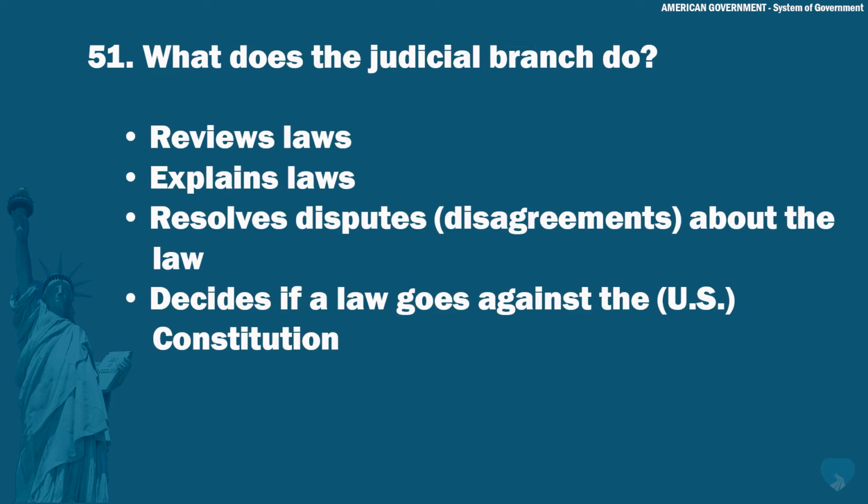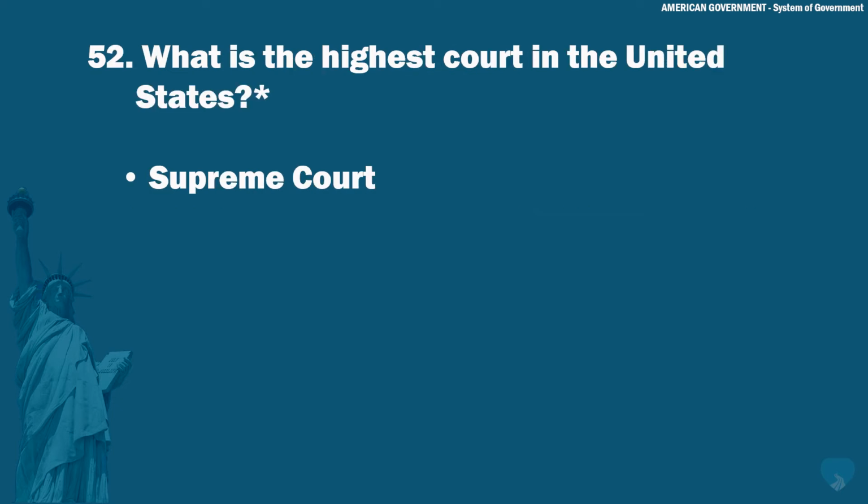Question 51. What does the judicial branch do? Reviews laws, explains laws, resolves disputes, disagreements about the law, decides if a law goes against the U.S. Constitution. Question 52. What is the highest court in the United States? Supreme Court.